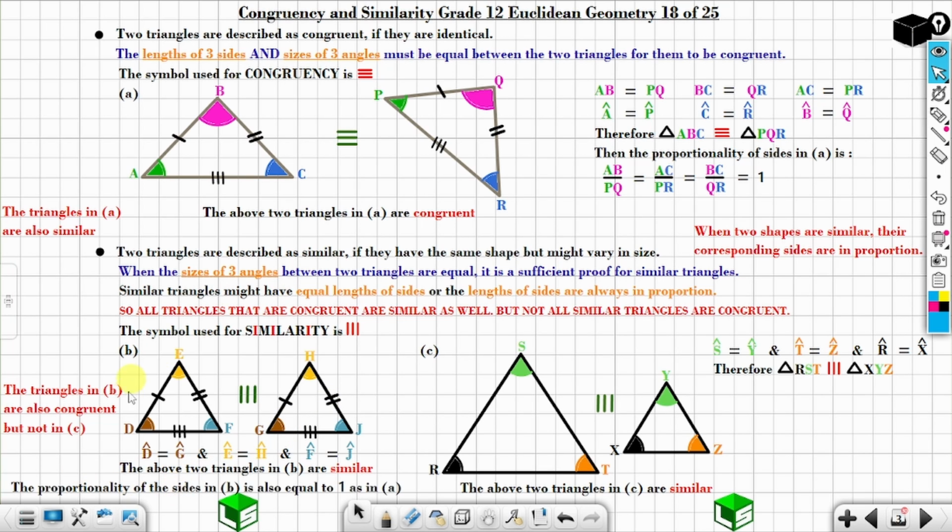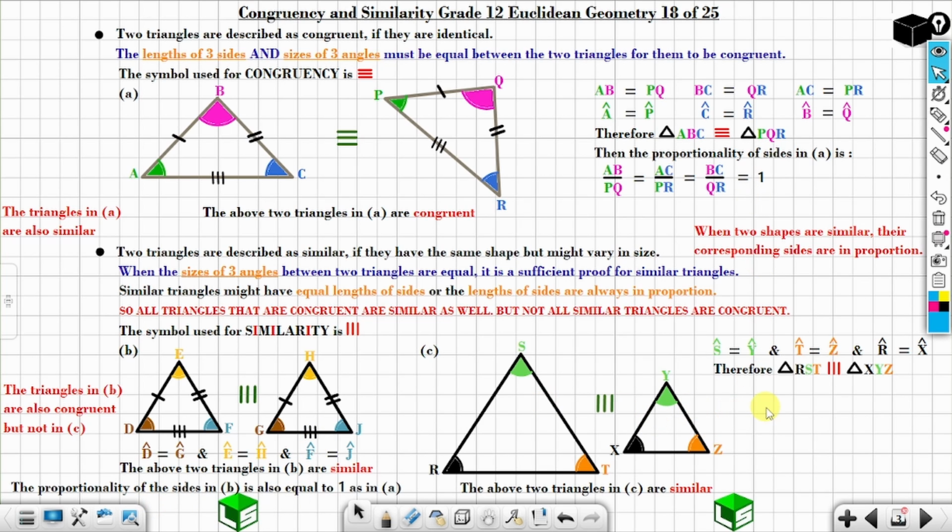You understand in this example, the proportionality of the sides is equal to 1, as in A. You can see DE is equal to GH. Okay, same size over same size. This is 1. EF is equal to HJ. Same size over same size. This is equal to 1. DF is equal to GJ. Same size over same size. This is equal to 1.